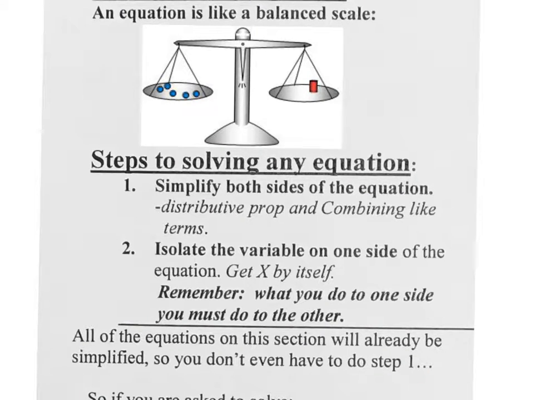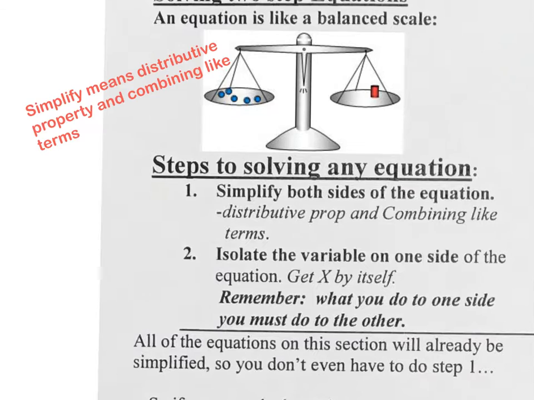All right, so step 1 is to simplify both sides of the equation. You guys remember what simplify means? Simplify means distributive property and combining like terms, right? And that's what it says down here, distributive property and combining like terms. You're always going to distribute before combining. So that's step 1.